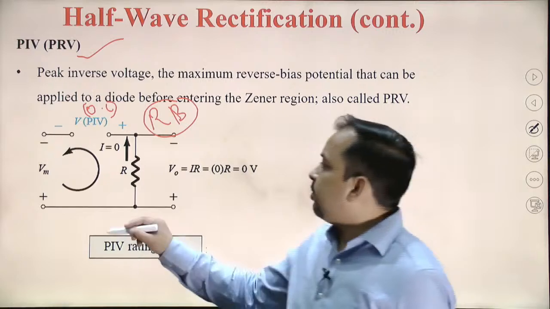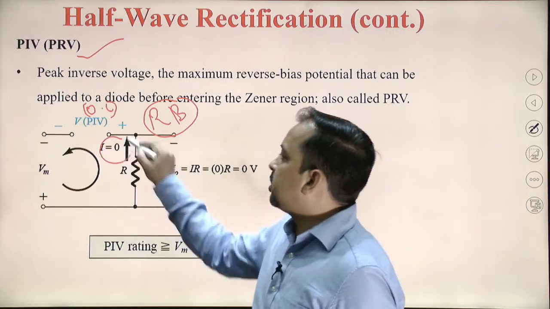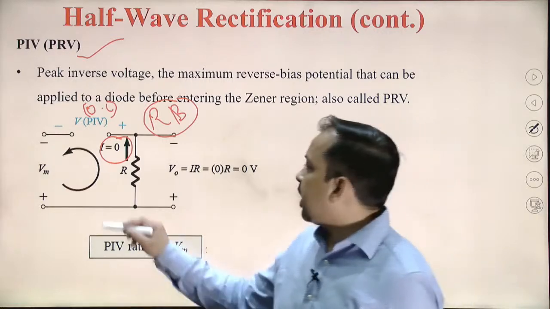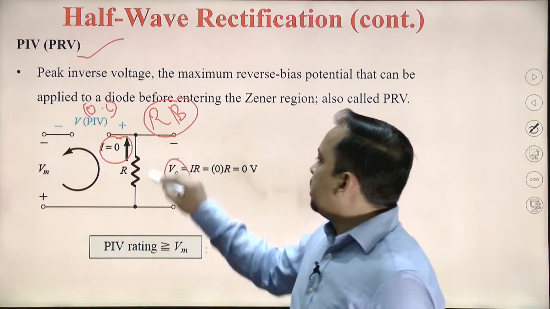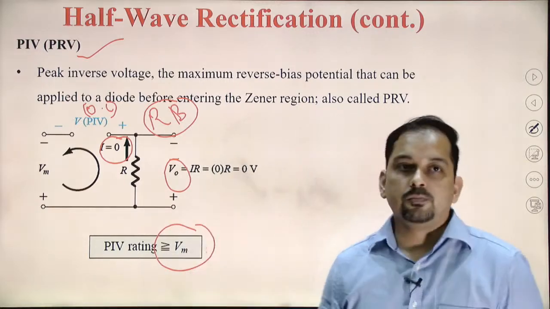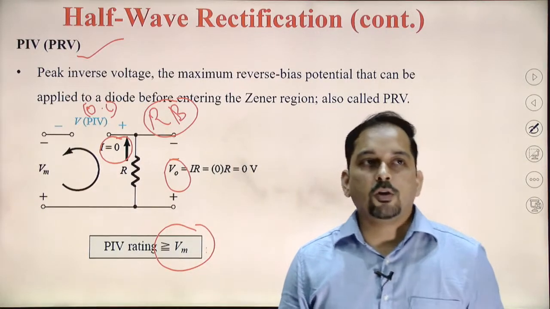From this circuit we can see that the current in the load resistance R will be 0, and we are getting V output as 0. PIV equals only Vm. Again, this is also an important result.